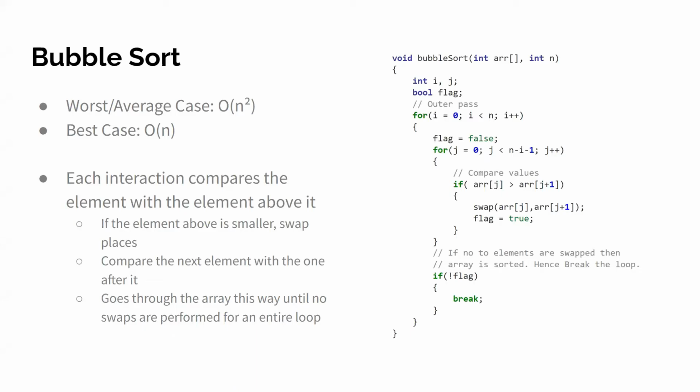In bubble sort, the worst and average case are both O of n squared, while the best case is O of n. In bubble sort, the iteration consists of comparing an element with the element above it, and if it's out of place, you just keep swapping, one after another. You go through this until there are no swaps performed on the entire loop. So let me quickly show you an example of this.